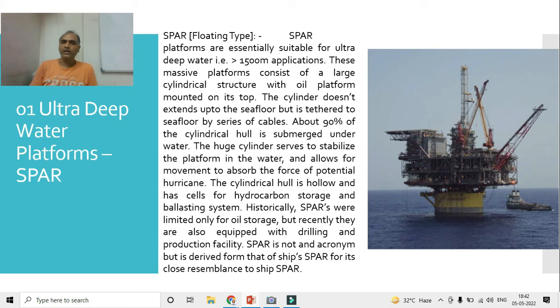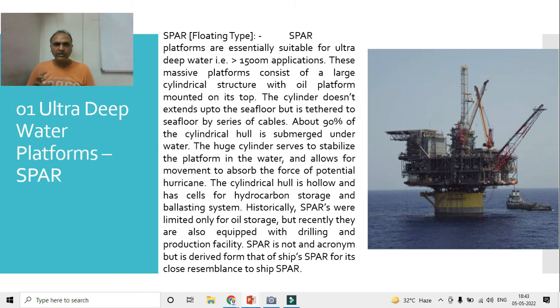because this is related to water depth. Okay. So water depth means it will always be in the bottom, so the bottom side will be different, whether it is a tension leg platform or a jacketed steel platform, whatever it is. So this consists of a large cylindrical structure with an oil platform. The cylinder doesn't extend up to the sea floor. This is very important, but is tethered. Tethered means tied to the sea floor by a series of cables.